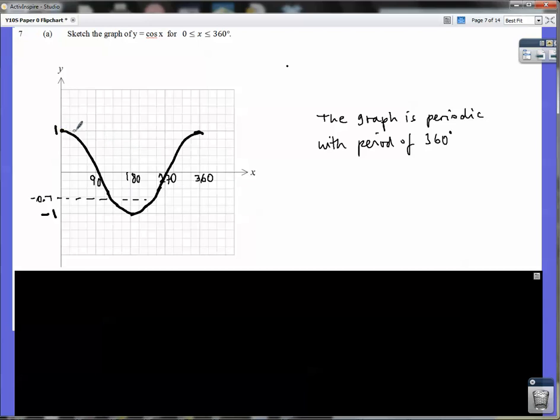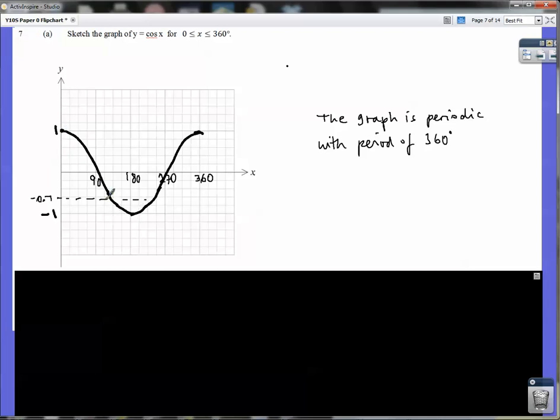the highest point, then it comes down, goes through the axis at 90 degrees, its lowest point at 180, up again, goes through the axis at 270, and then again it's at its peak at 360 degrees. You need to show clearly that it's got maximum and minimum values of 1 and -1, and notice that the graph is actually flat. It's got zero gradient at the maximum and minimum points.